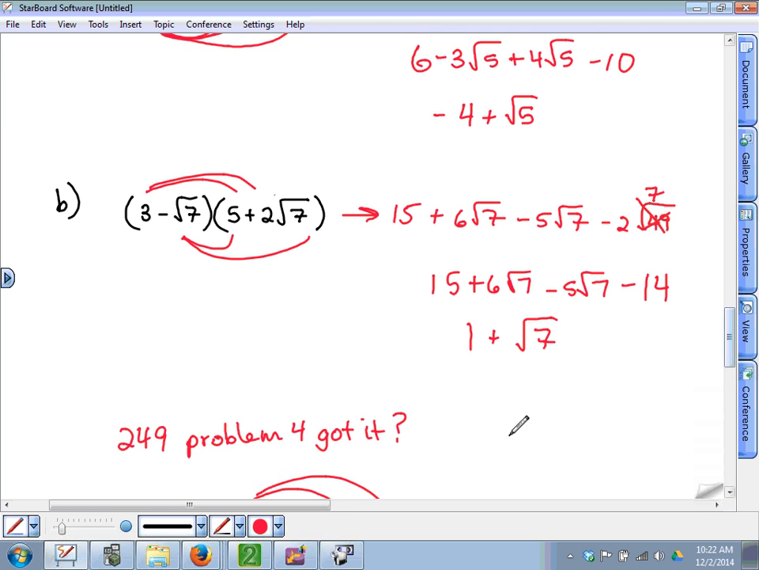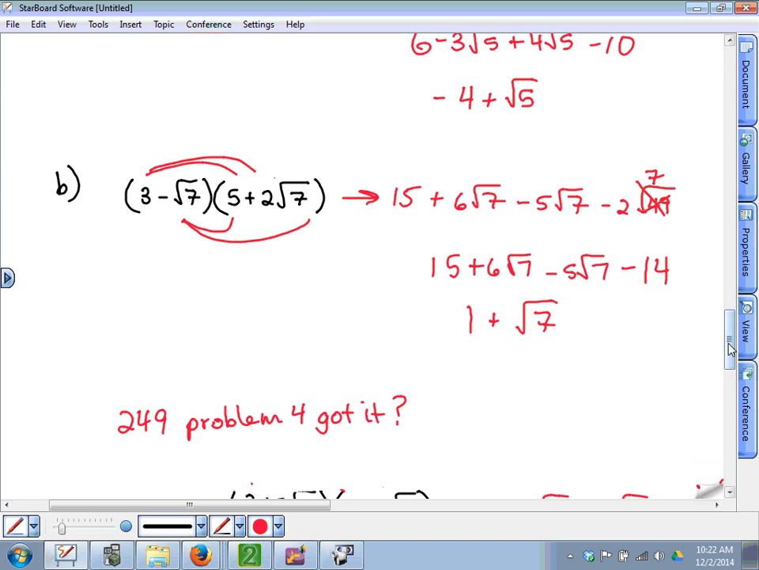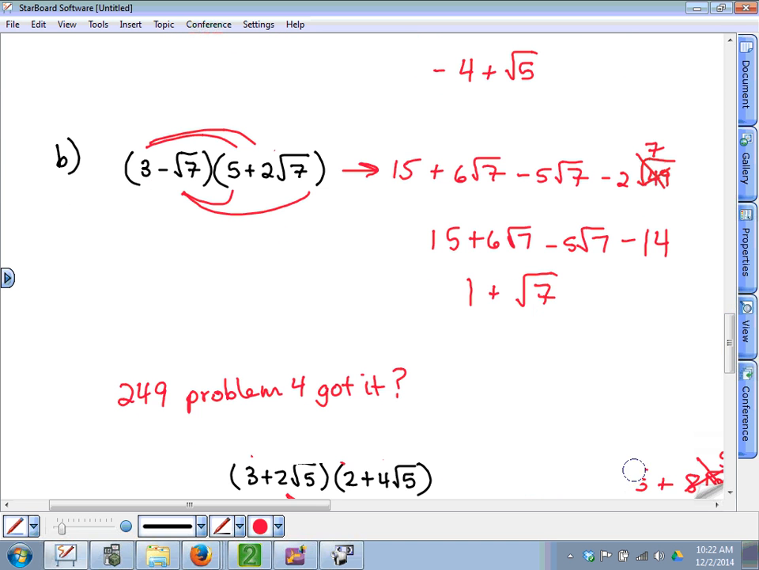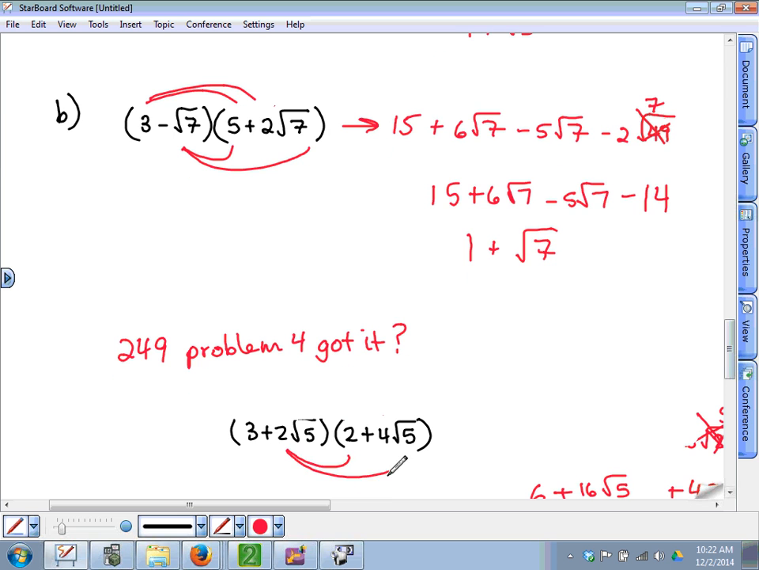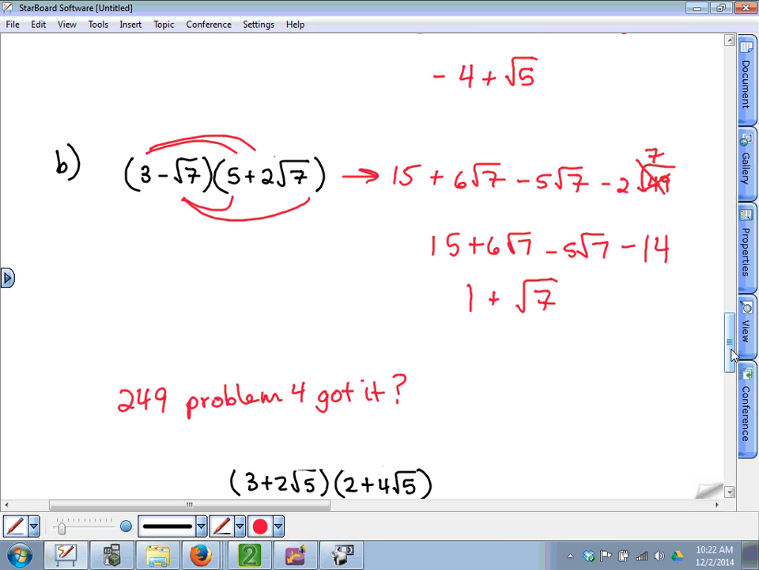Okay. Here's one for you guys to try. Try to get as far as you can on your own. Do the problem 4 got it problem. Page 249.